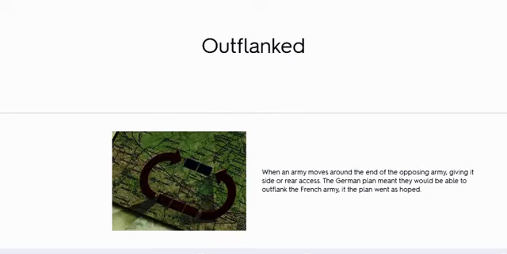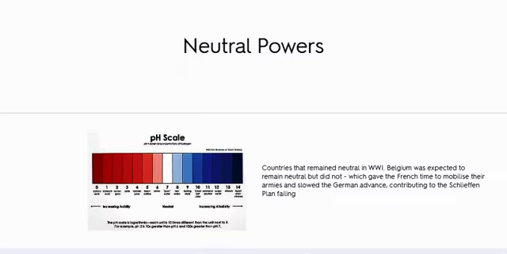Outflanked. When an army moves around the end of the opposing army, giving it side or rear access, the German plan meant they would be able to outflank the French army if the plan went as hoped. Neutral powers. Countries that remained neutral in WWI. Belgium was expected to remain neutral but did not, which gave the French time to mobilize their armies and slowed the German advance, contributing to the Schlieffen Plan failing.